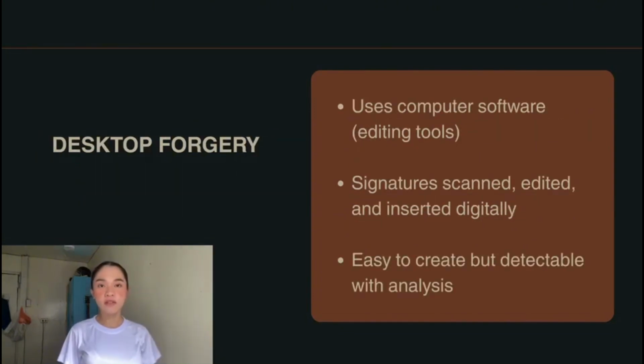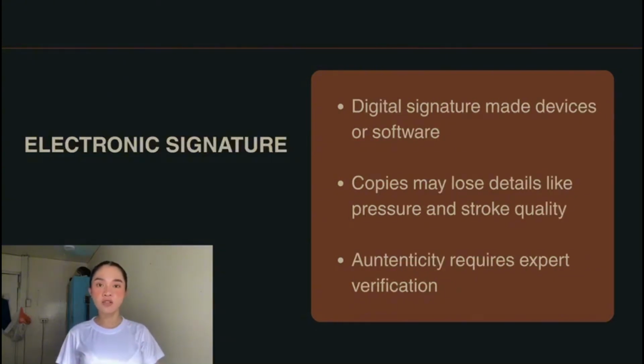So this uses computer software to create or insert a fake signature. It may look clean but it's not actually handwritten. So diri na mo sulod ang electronic signature. So this is a digital signature made using devices or apps. So it is illegal if it is unauthorized, but it must be verified.